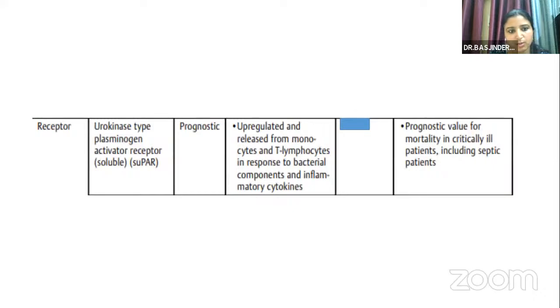Another receptor-based biomarker is SUPAR, that is soluble urokinase-type plasminogen activator receptor. It's a prognostic marker, and it also is upregulated and released by monocytes and T lymphocytes in response to bacterial components, and it has more prognostic value in mortality.